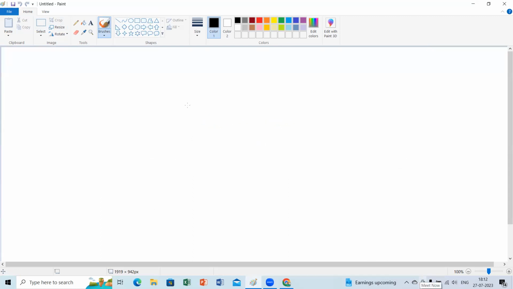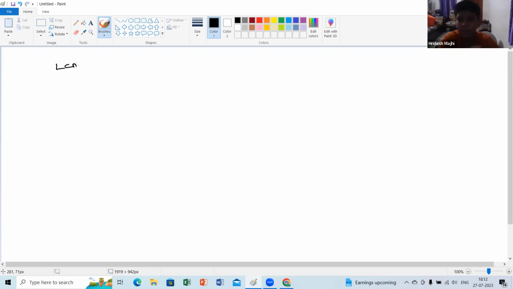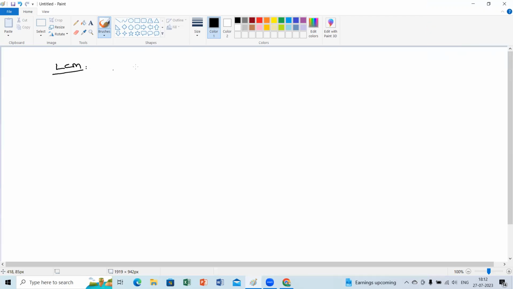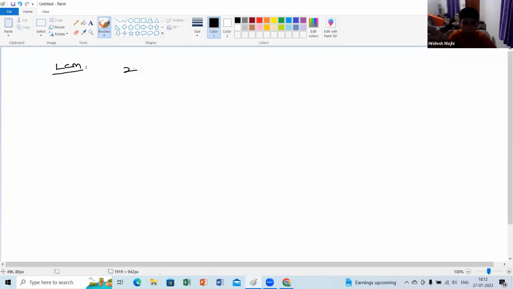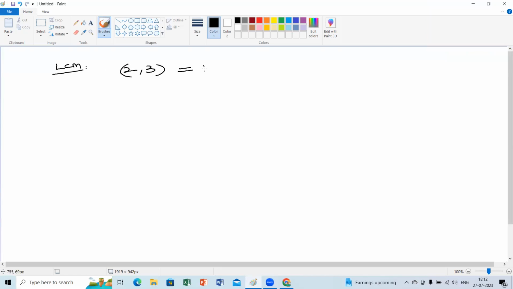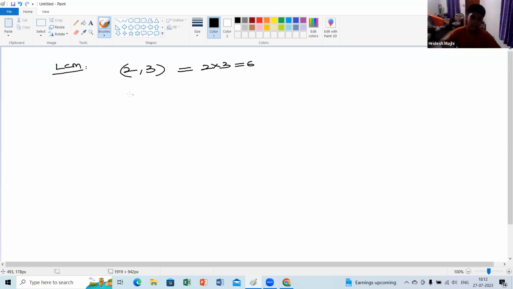So LCM. How to find LCM? Any doubt anywhere? By multiplying it. Okay, yes. Suppose by multiplying, the LCM of 2 and 3. Here, LCM of 2 and 3 means directly you are multiplying 2 times 3 is 6, because they both are prime numbers.